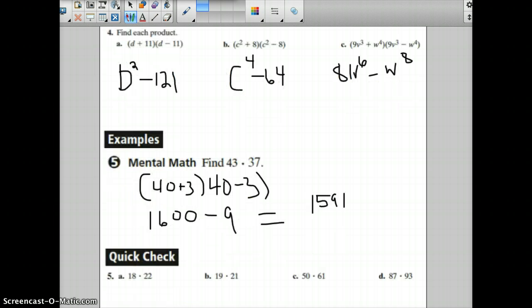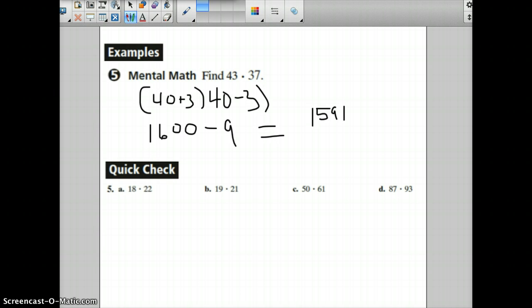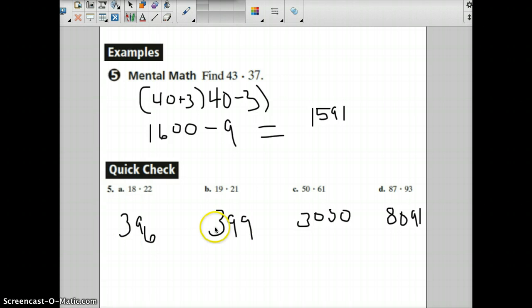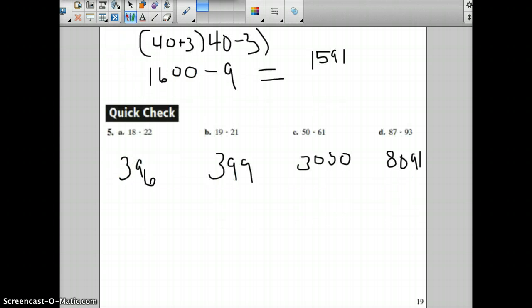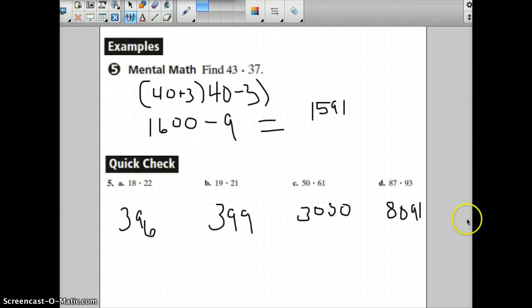Go ahead and try the quick checks, and when you're done, check them with your calculator. Here I've recorded the answers for you as well. So we've got 396 for 5A, 5B is 399, 5C is 3,050, and 5D is 8,091. Please make sure you bring questions to class tomorrow, and we will continue multiplying binomials by binomials and binomials by trinomials.